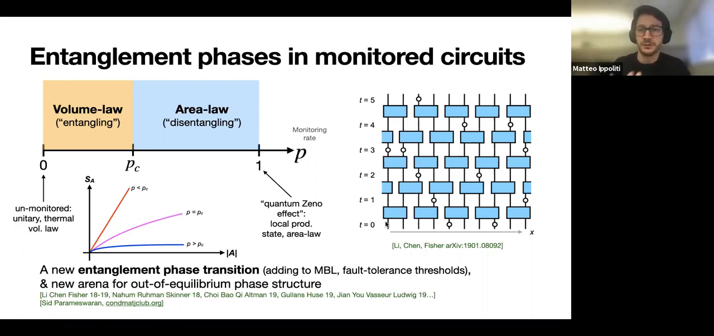And so this provides us with a new domain to ask questions about non-equilibrium phase structure, which is a very interesting frontier. So these are some of the foundational papers on this. And then there's also an interesting perspective by Sid Parameswaran on the Cornell Meta Journal Club website from last month. So it's a very nice introduction if you're interested.